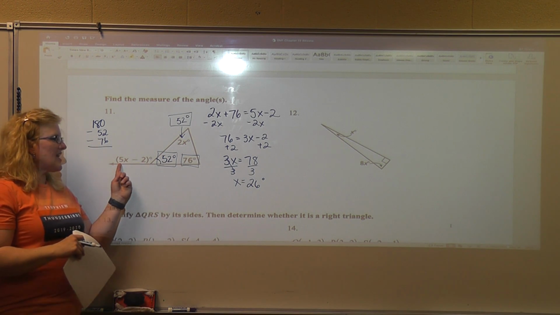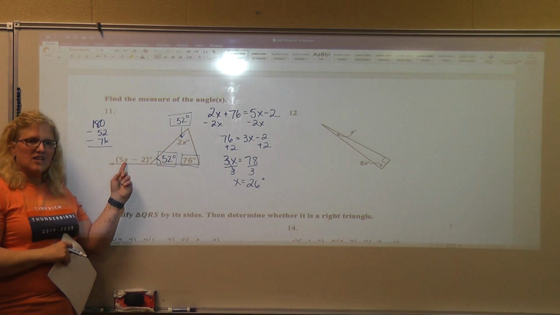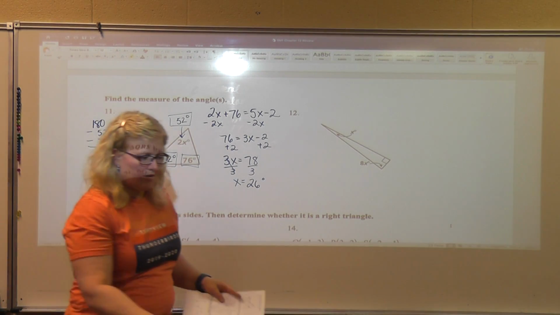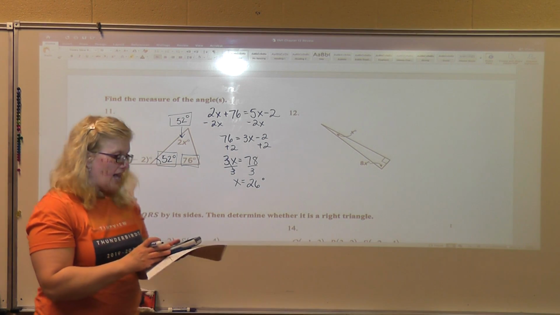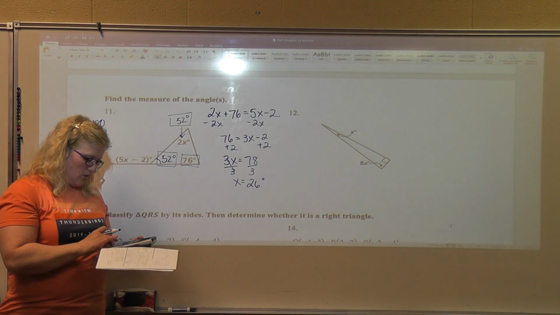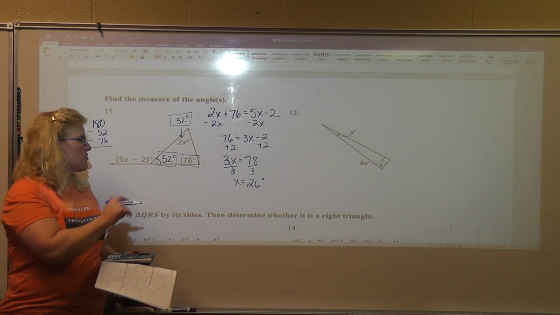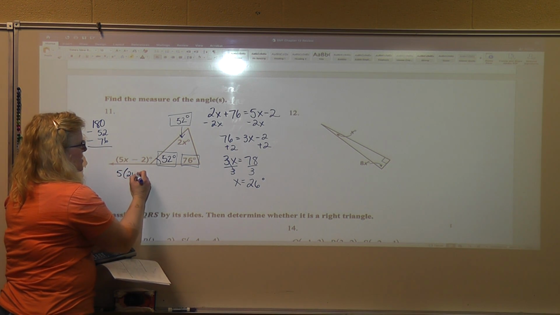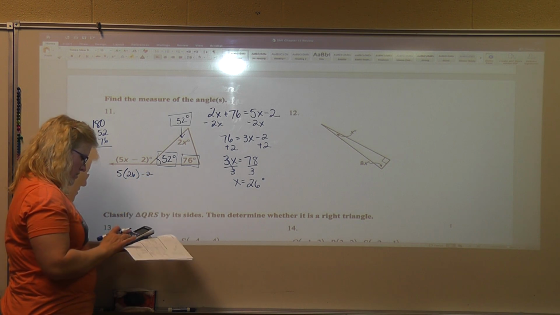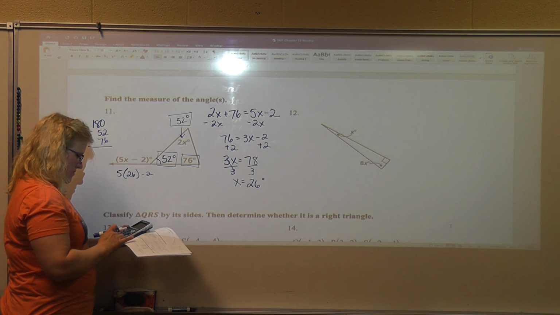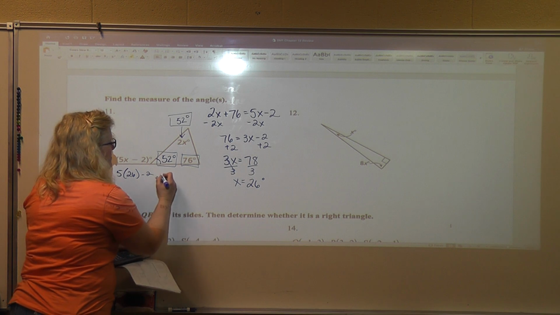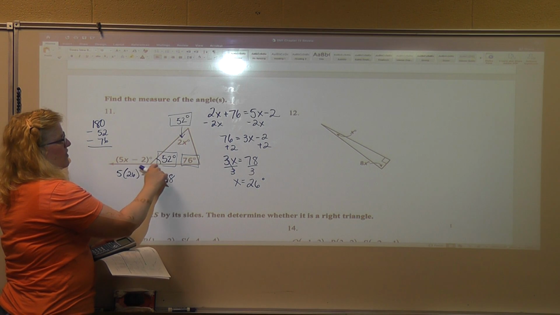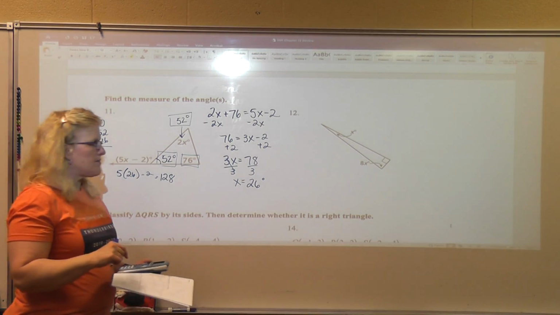Now if I plug x into here, what is 5x minus 2 going to equal? Well, it's going to be 180 minus 52, which is 128. And let's just try that. 5 times 26 minus 2 is 128. And it has to be that, right? Because the angle of a straight line is 180 degrees.